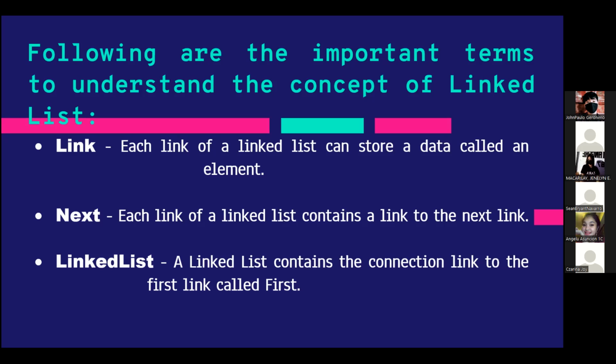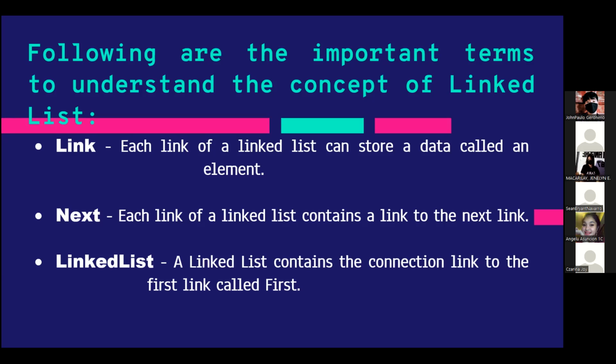Following are the important terms to understand the concept of a linked list. Link: each link of a linked list can store data called an element. Next: each link of a linked list contains a link to the next link. Linked list: a linked list contains the connection link to the first link, called first.